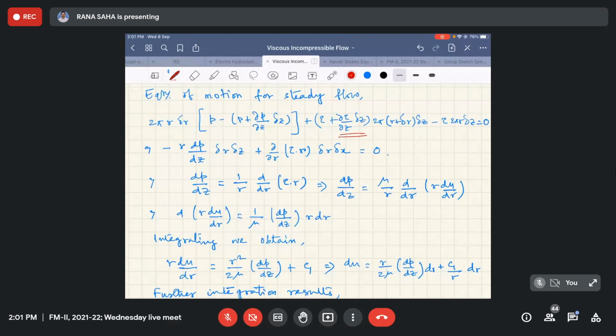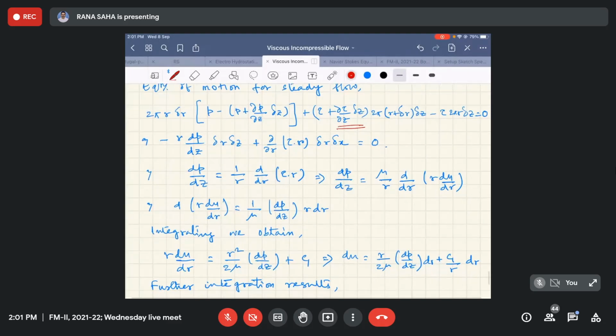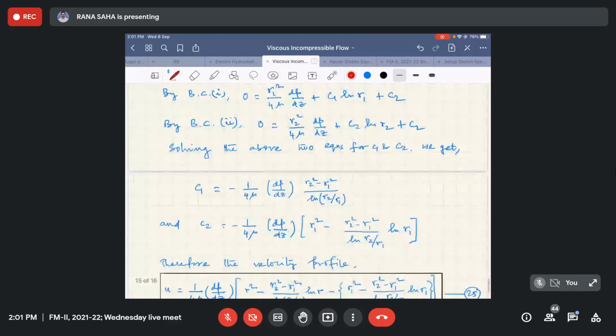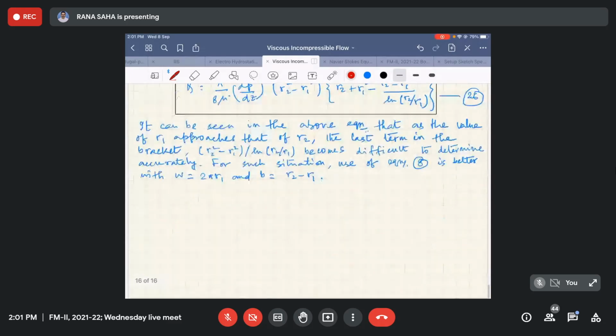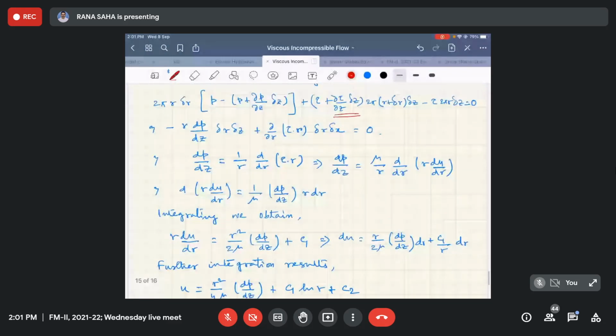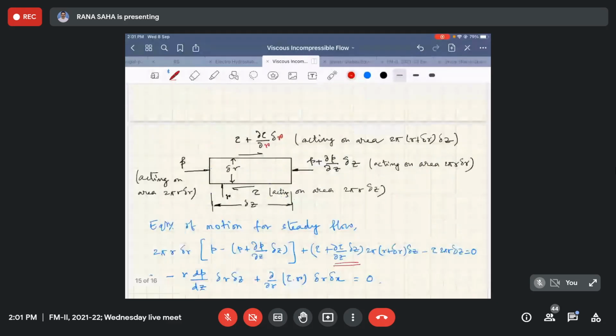Okay. So these are the treatments that have been done, and that is it for the viscous incompressible flow. Already we have posted the sample problem set. So you start doing that. You start attempting to solve.